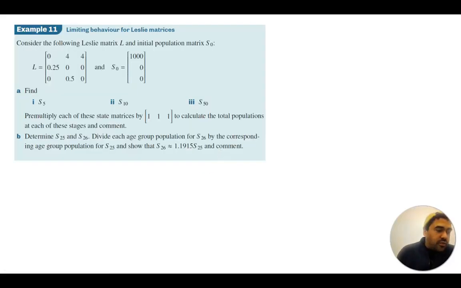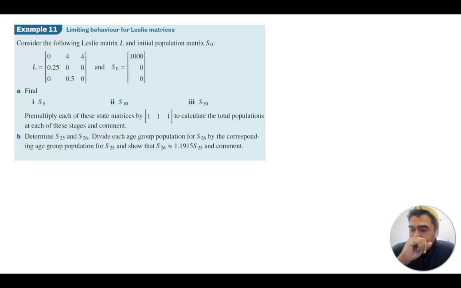Hey there, Guru. This is going to be looking into part 2 of 11E Leslie Matrices. It's highly recommended that you look into how the first part of Leslie Matrices work. We did this in class, but if you weren't in class, you can go ahead and read the examples prior to example 11 from 11E.